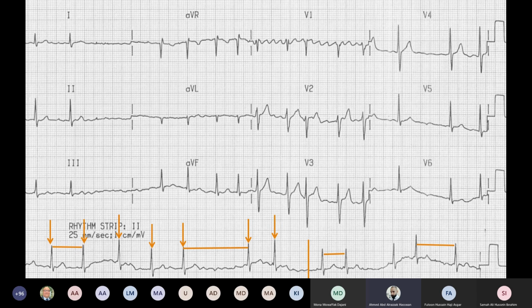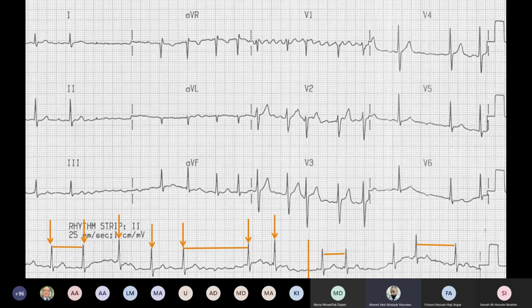The rule of 6 seconds. We will count 30 boxes. And again, why 30 boxes? Because each second is made of 5 boxes. So 6 seconds, 6 times 5 is 30. In this way, we will count how many QRS complexes we have in 6 seconds.